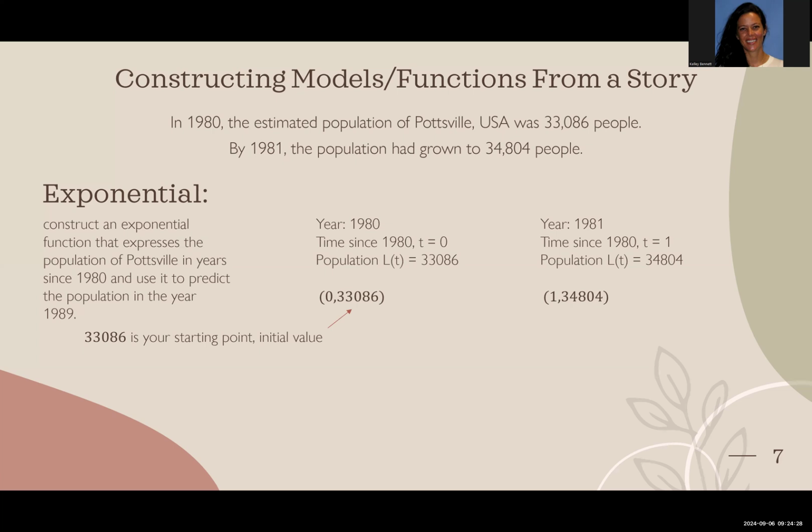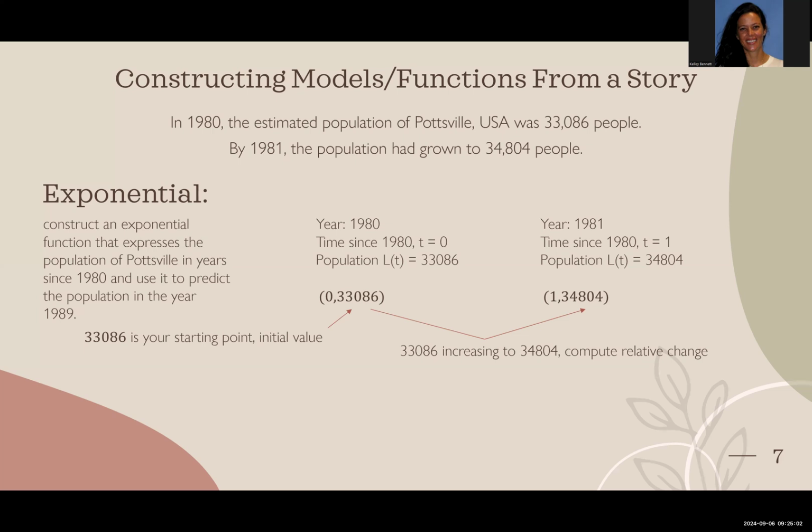For exponential growth, at time 0, we're going to have our initial value. So 33,086 is our initial value. It's our starting point. And for exponential equations or models, we need to have our initial value, and then we need to have our rate of growth or decay. Here we're growing, so we're going to have a growth rate, and we need to know what the relative change is as we increase from 33,086 to 34,804.